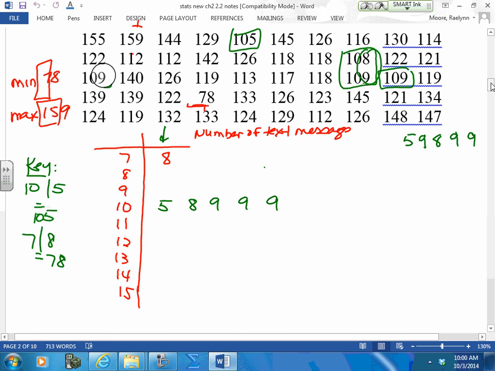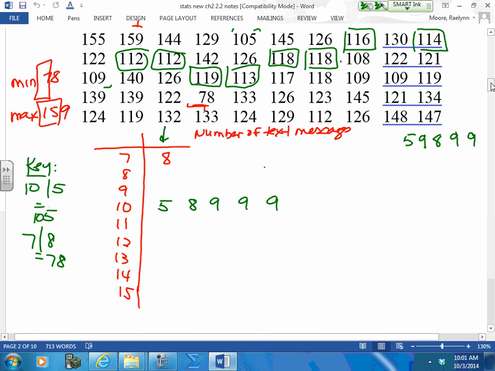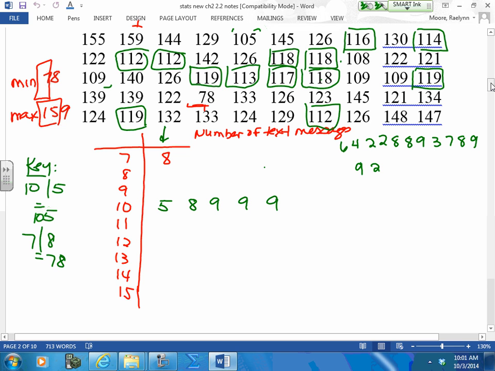Now, I'm going to erase these, and we're going to look for anything that starts with 11. So we're going here. Here's an 11. Here's an 11. Here's an 11. We have a lot of these. See them all? Did I miss any? Yeah, there's another one. We got them all? All right. Easiest way, instead of trying to do it in your head, pull up all the stems and make sure you have them all. Write all the leaves: 6, 4, 2, 2, 8, 8, 9, 3, 7, 8, 9. See where I'm getting these from? These are all the leaves. Make sure you have them all.